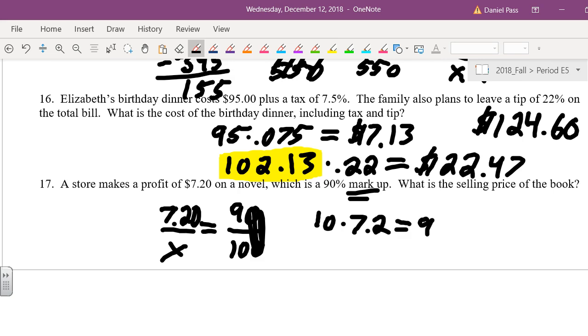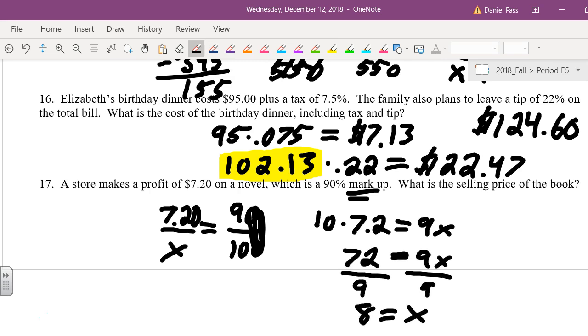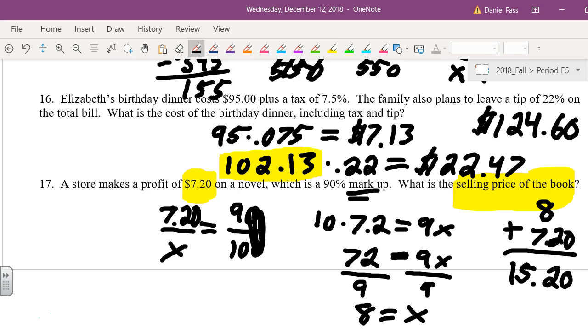Right. 9x equals $72, so x equals 72 divided by 9. Hey, I know what that is. So actually, yeah, it's $8. So the original price of the novel was $8, but they're not asking us for the original. They're asking for after it was marked up. 8 plus this markup, 7.20, equals $15.20. And that's it.